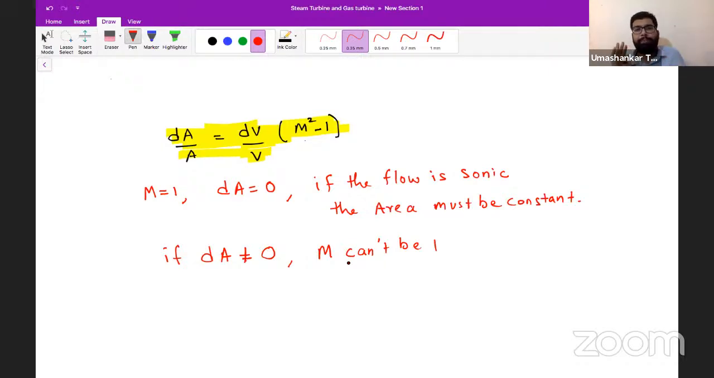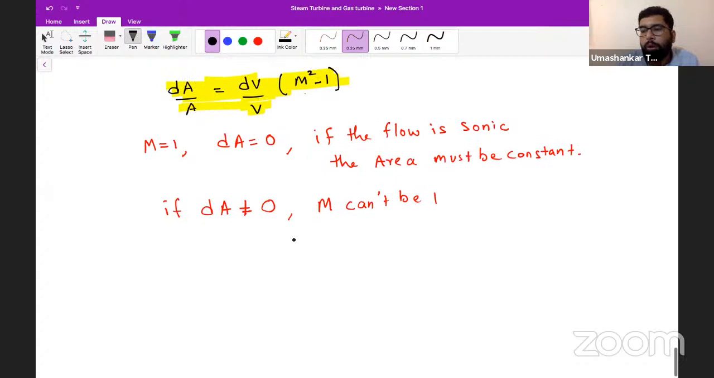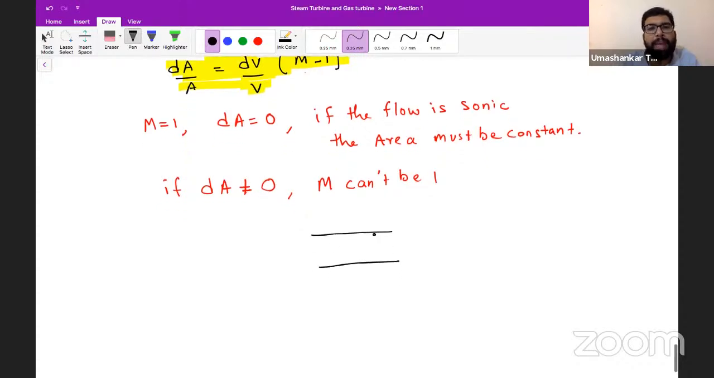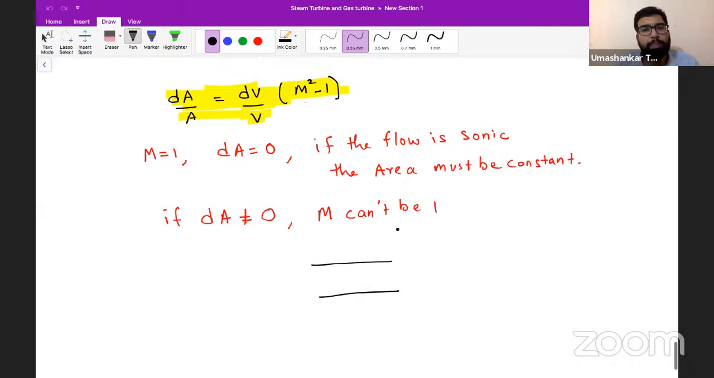Now leave the velocity thing. Just see it. If the M is 1, dA is equal to 0, which means area is not changing, and we have made a passage of uniform cross section. So if the flow is sonic, the passage must be of uniform cross section, and vice versa. Vice versa means if the passage is of uniform cross section, the compressible flow should be sonic.